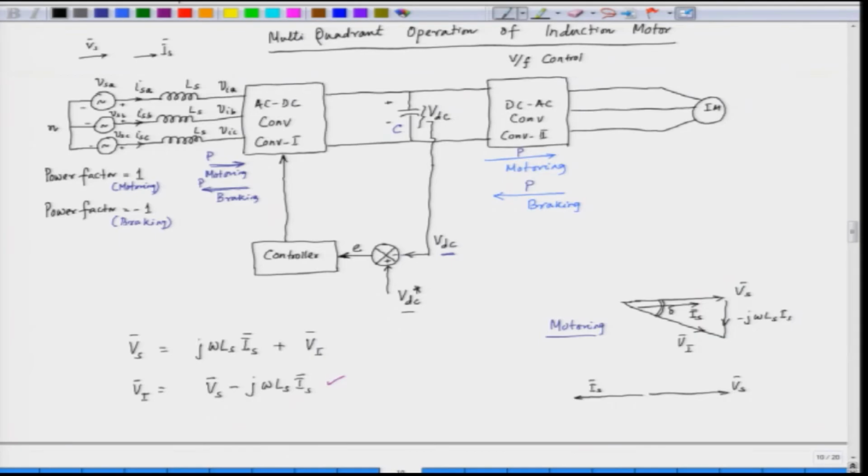Now, here we have minus j omega Ls into Is. If we complete the phasor diagram here, we get this is our Vs, minus j omega Ls Is, this is Vi, and this angle is the torque angle, which is delta. So, this one is for the braking condition.